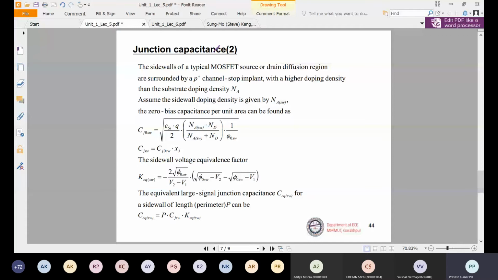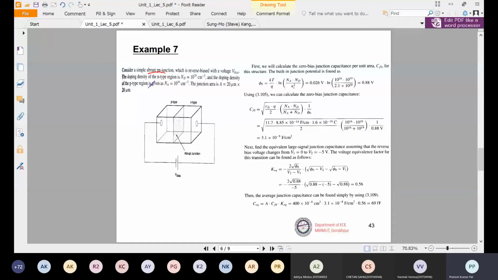Okay, an example is given, an abrupt PN junction. Based on the junction, either abrupt or diffused, there are different types of junction. Based on that, the M value will be changing. We will see that value later in the example, how M is defined.